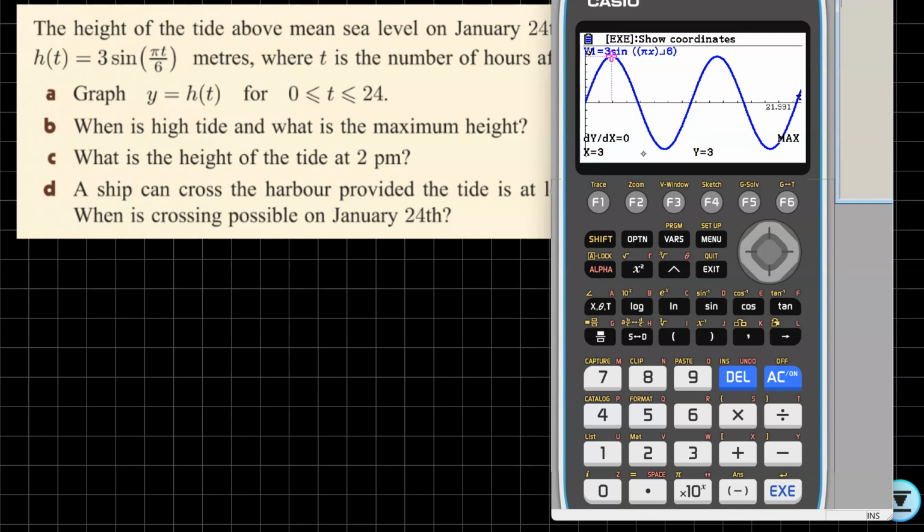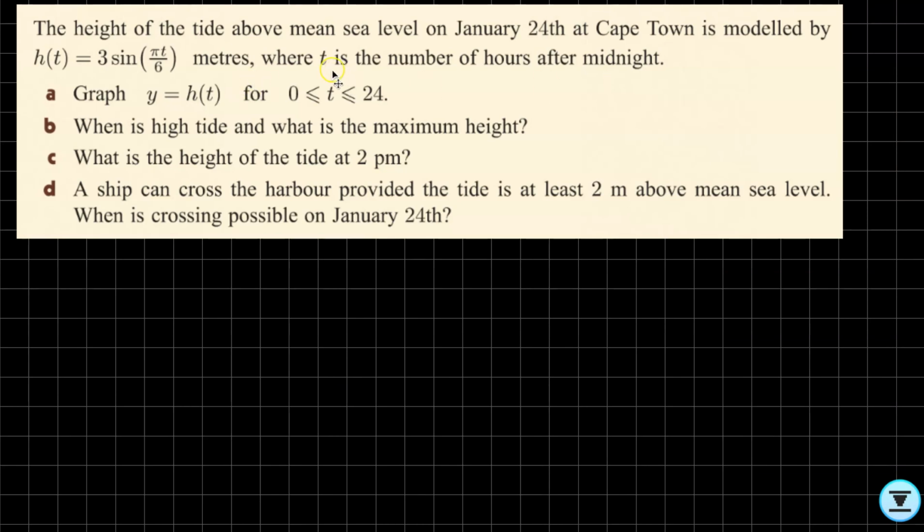So this is now where you read the question. T is the number of hours after midnight. So it's occurring 3 hours after midnight. Does that make sense to people? All right. So we've got the high tide and what is the maximum height?